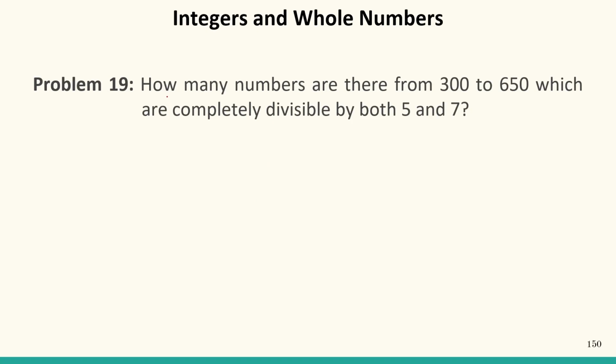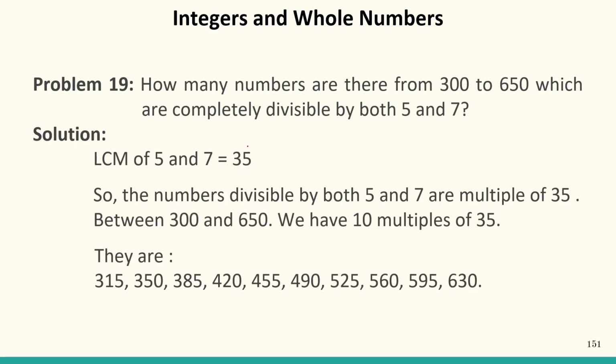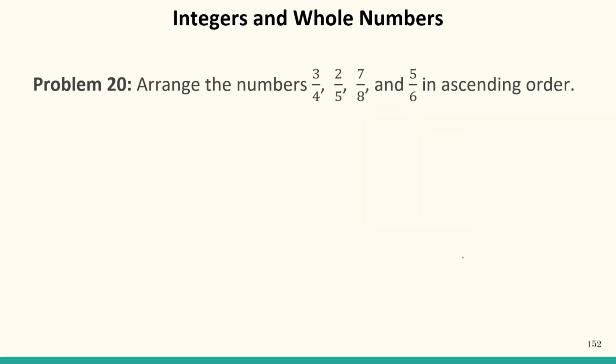Let's go forward to problem number 19. How many numbers are there from 300 to 650 which are completely divisible by both 5 and 7? So the LCM of 5 and 7 is equal to 35. So the numbers divisible by both 5 and 7 are multiples of 35. Between 300 and 650, we have 10 multiples of 35. They are 315, 350, 385, 420, 455, 490, 525, 560, 595 and 630.